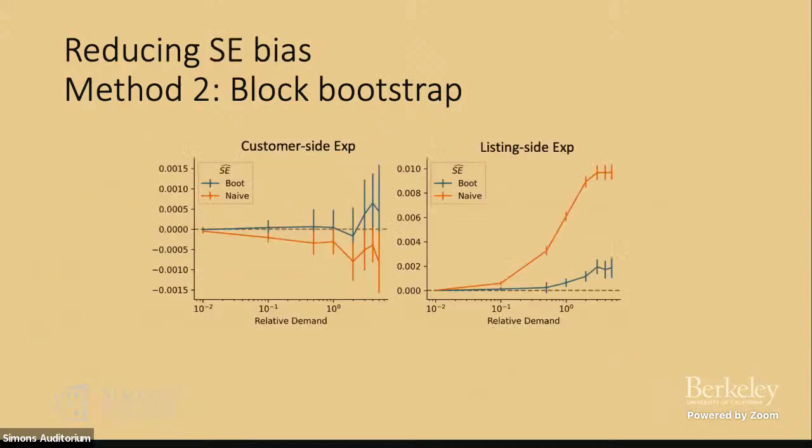All right, so how does this perform? We show that in a number of different settings. For a customer side experiment, the bootstrap standard error estimation has actually less bias than the naive standard error estimate, both for customer side experiments, and also for listing side experiments, which we largely didn't get into today, but it has benefits for both.